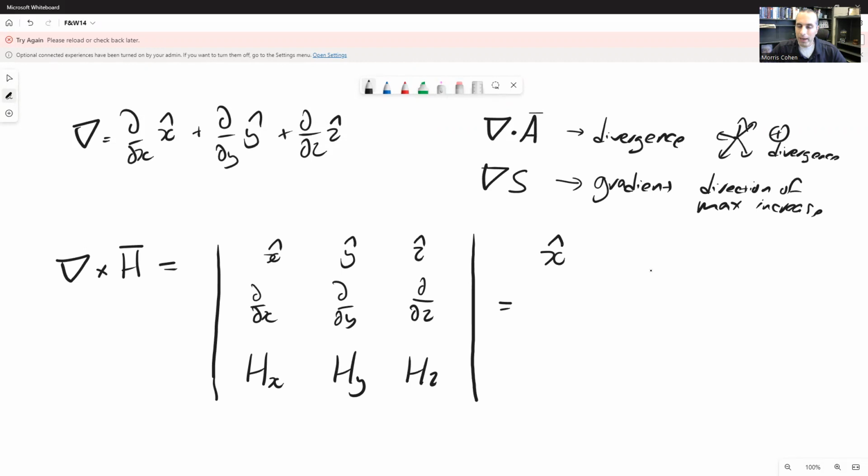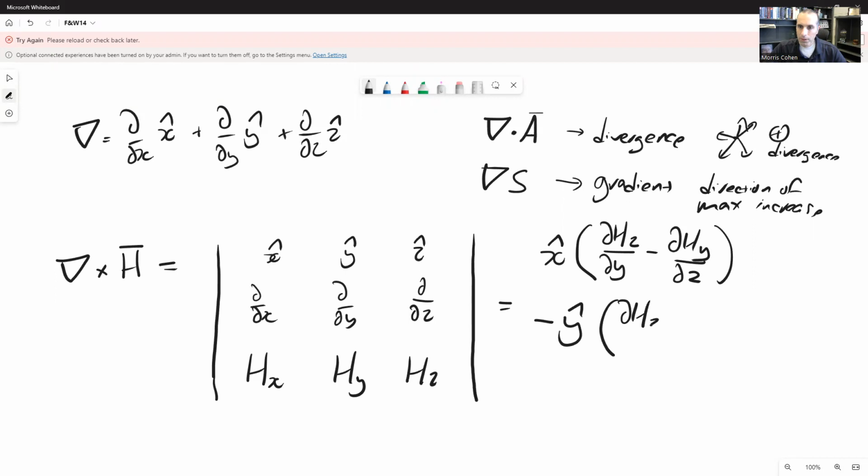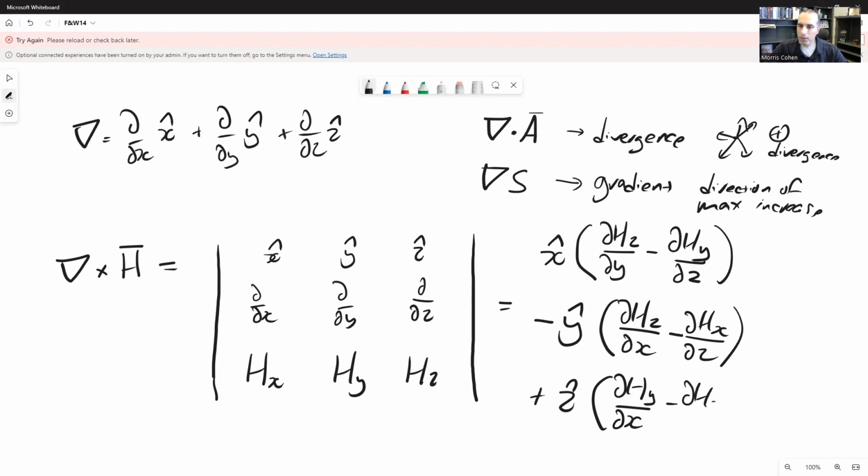This is going to be, in the x direction, the derivative of the z component of H with respect to y, minus dHy/dz, minus, in the y direction, dHz/dx minus dHx/dz, plus, in the z direction, dHy/dx minus dHx/dy.